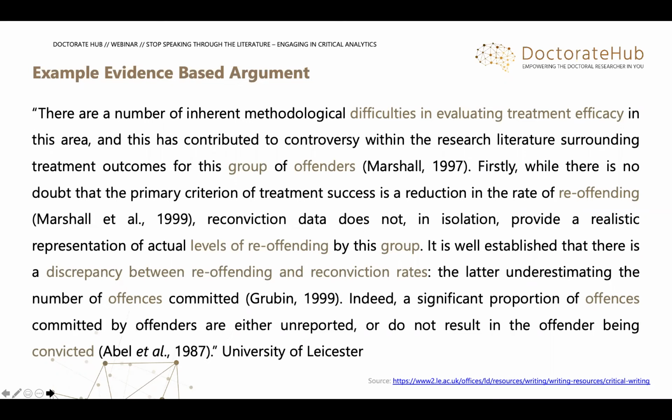It is well established that there is a discrepancy between reoffending and reconviction rates. The latter underestimating the number of offenses committed. Indeed, a significant proportion of offenses committed by offenders are either unreported or do not result in the offender being convicted. Now, this is an evidence-based example.